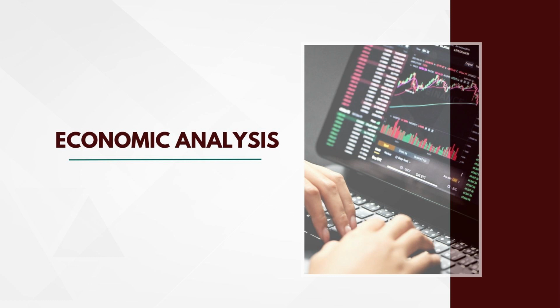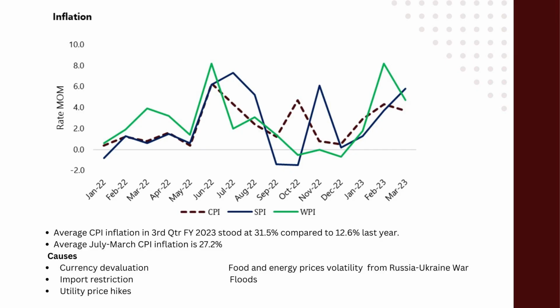So the next section of the report is macroeconomic analysis. Our first macroeconomic indicator is inflation. Inflation has remained a big challenge for the government since the start of the COVID-19 pandemic. CPI inflation in the third quarter of fiscal year 2023 stood at 31.5% as compared to 21.6% last year. And if we look at the nine-month CPI inflation, it is around 27.2%. There are several reasons behind inflation, which are currency devaluation, volatility in food and energy prices due to first COVID-19 and then the Russia-Ukraine war. Then we had floods in Pakistan last year, and then there are import restrictions, and then a hike in utility prices. So all these factors have significantly contributed to inflation.